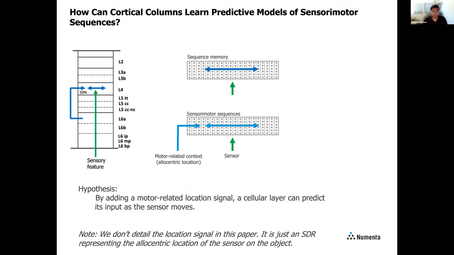And so the basic hypothesis of the paper was that by adding this location signal, you could have a layer of cells that can predict its input as the sensor is moving around. In this paper, we didn't actually describe specifically what the location signal might be. We've talked about that a lot later, and then the Columns Plus paper proposes grid cells as a mechanism for it. But for the purpose of this paper, you can just think of this as an SDR that represents the allocentric location of the sensor on the object. That is something like a coordinate that's representing the location of the feature in the reference frame of the object itself.